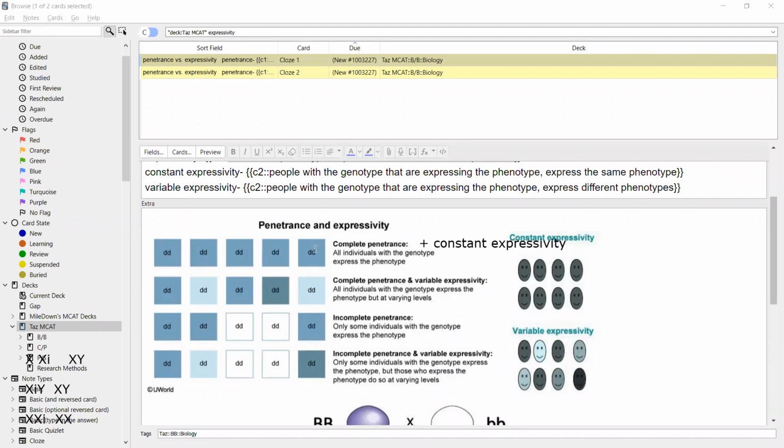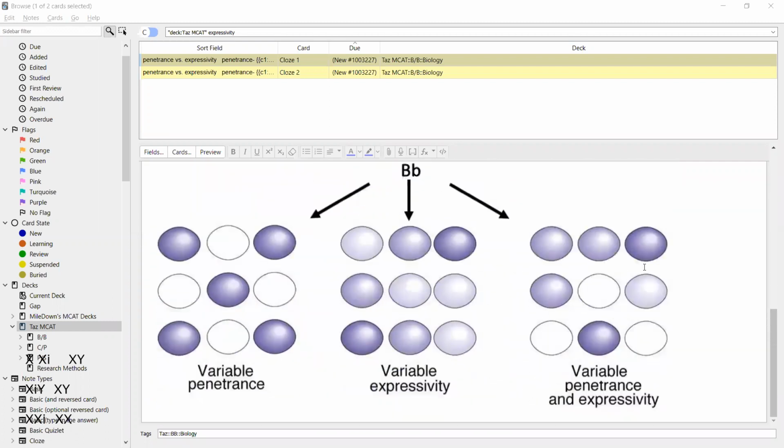Penetrance: if you have the genotype, you show the phenotype. Expressivity: if you show the phenotype, do you show it the exact same way or a little bit differently? Those are the two things that you need to know. And then all the combinations, you can just mix and match. Any questions about penetrance and expressivity?